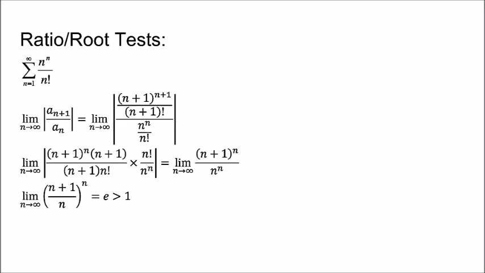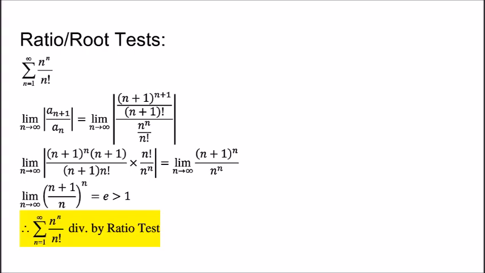We can cancel out the factorials, and we will get the limit as n approaches infinity of n plus 1 to the n times n plus 1 over n plus 1 times n factorial over n to the n, which equals the limit as n approaches infinity of n plus 1 to the n over n to the n, which equals the limit as n approaches infinity of n plus 1 over n all to the power of n, which we know is equal to e, which is greater than 1. Therefore, the summation from n equals 1 to infinity of n to the n power over n factorial diverges by the ratio test.